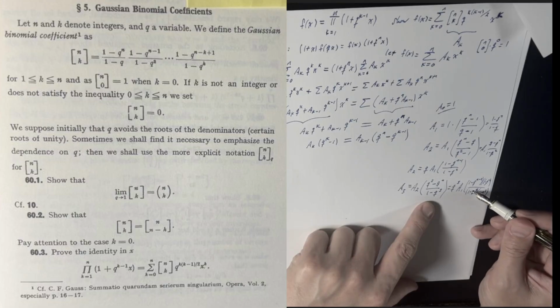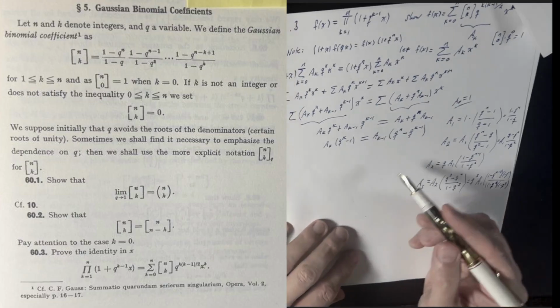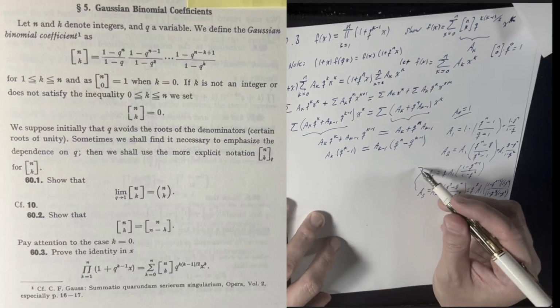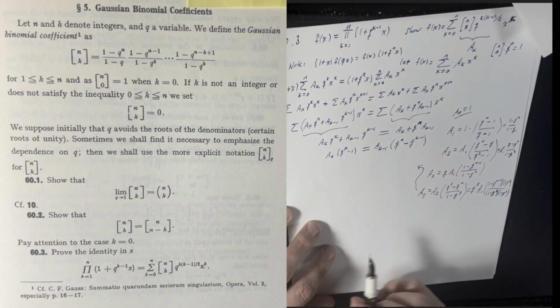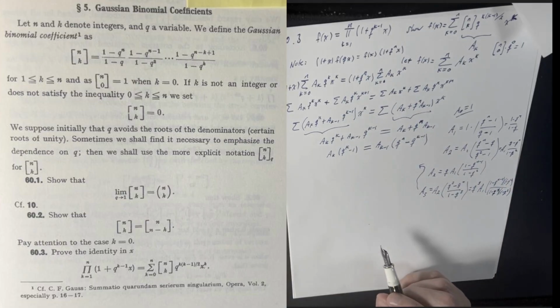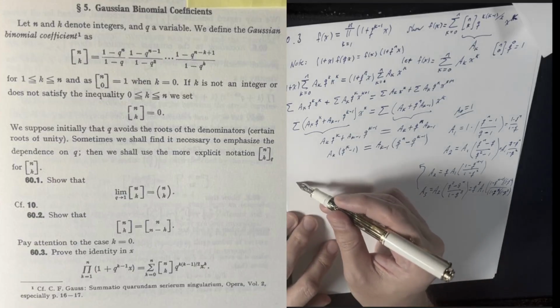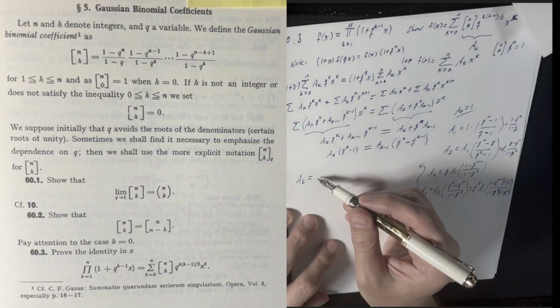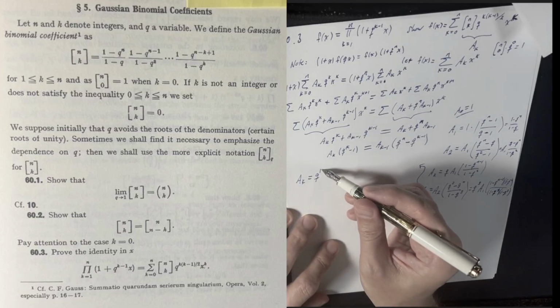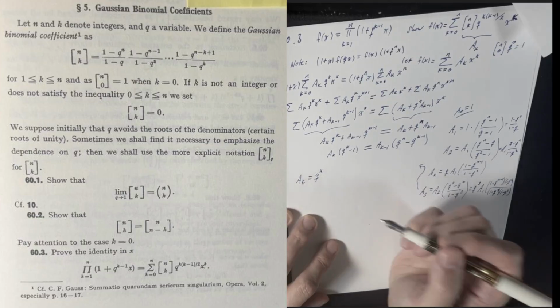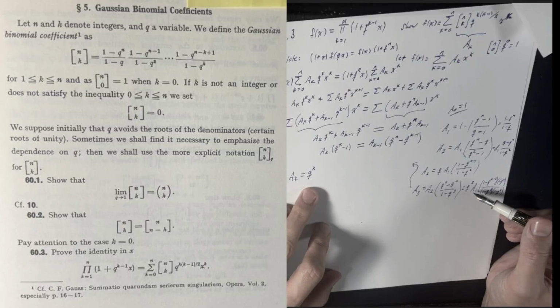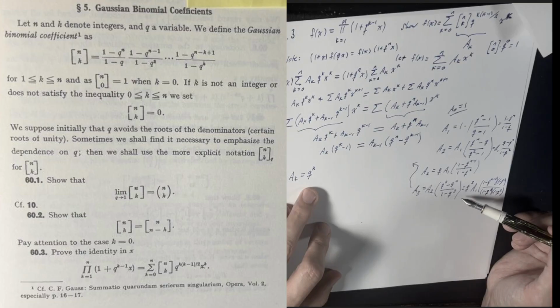I'm scrunching this up because I don't care that much. We need to generalize it. So in general, from our formula here, we're going to get q to the k. Well, wait a minute. Huh.